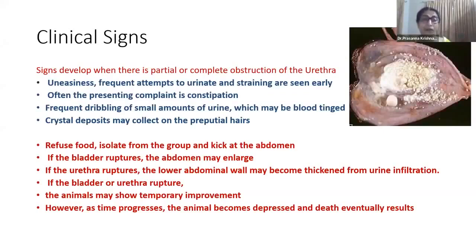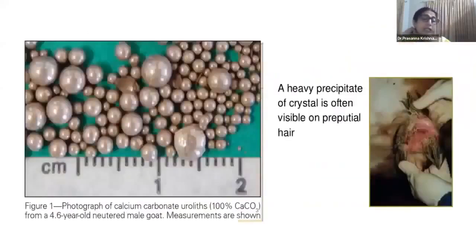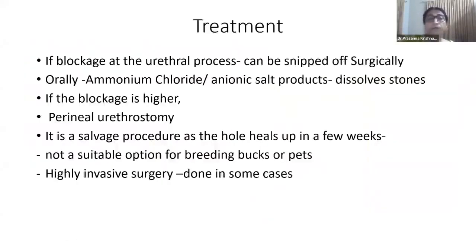But as time progresses, the animal becomes more depressed, and when there is a rupture, there will be peritonitis and all sorts of problems, and eventually the animal will die. So it is a very severe condition as far as these animals are concerned. That is just to show you the calcium carbonate uroliths taken from a 4.6-year-old neutered male goat. You see how beautiful these stones are, with the concretions. You can see these crystals on the preputial hair also.